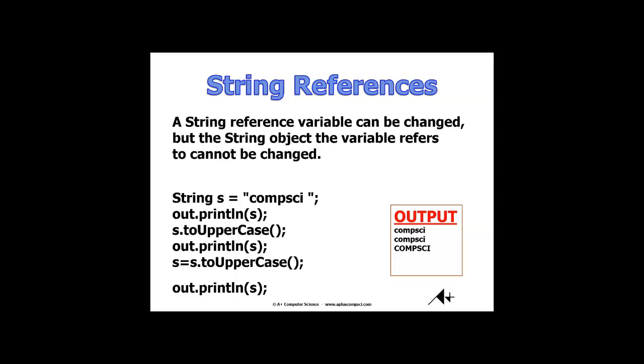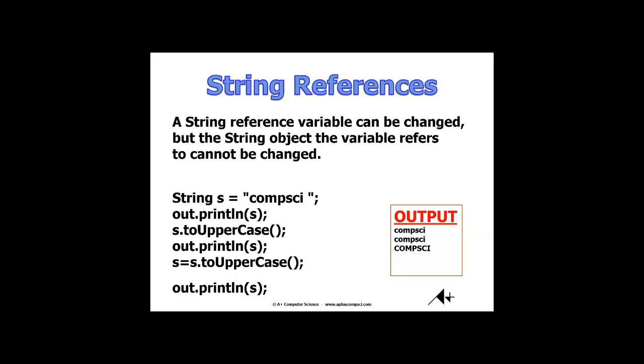So in this case, I have S pointing at comp sci. I say print out what S is pointing at, prints comp sci. I then call S.toUpperCase on a line all by itself. toUpperCase, as I said before, is returning a brand new string. I didn't tell anybody where that new string was. I didn't print it out, so that line essentially has no effect. Because then when I go out.println S, I'm still all lowercase.